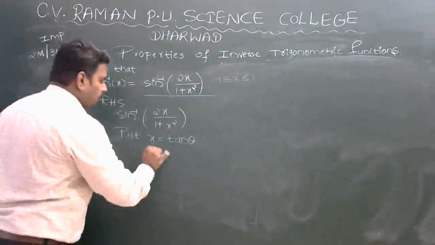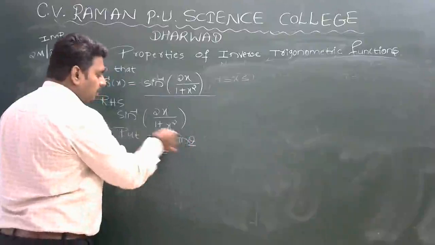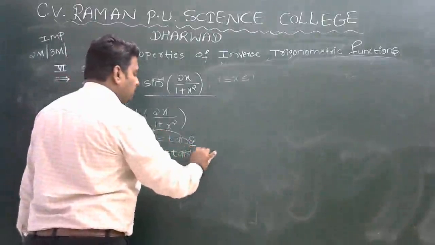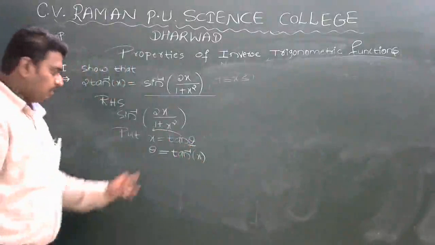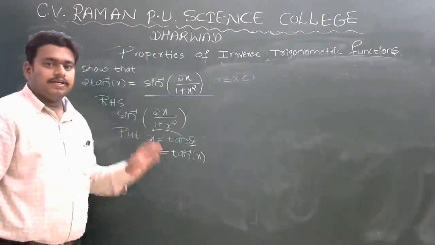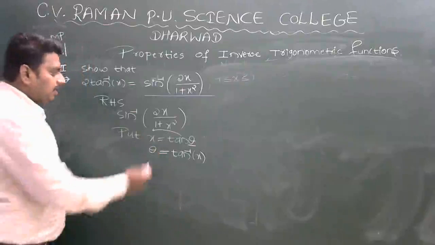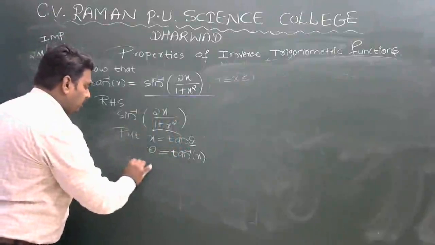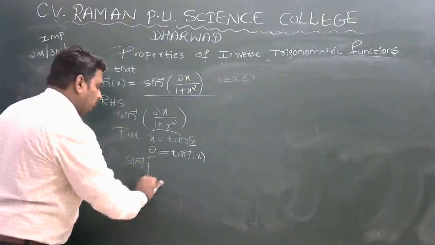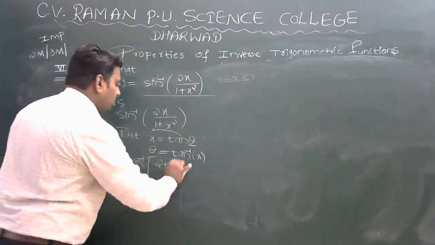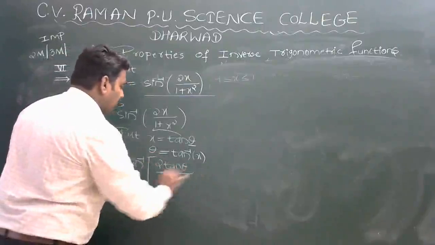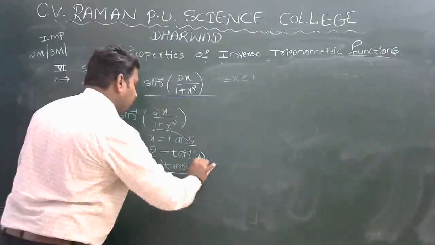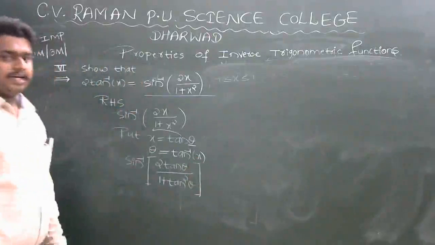What can you write for theta? Theta equals tan inverse of x. So x equals tan theta, substitute. Here what comes: sin inverse of 2 times tan theta whole divided by 1 plus tan square theta.